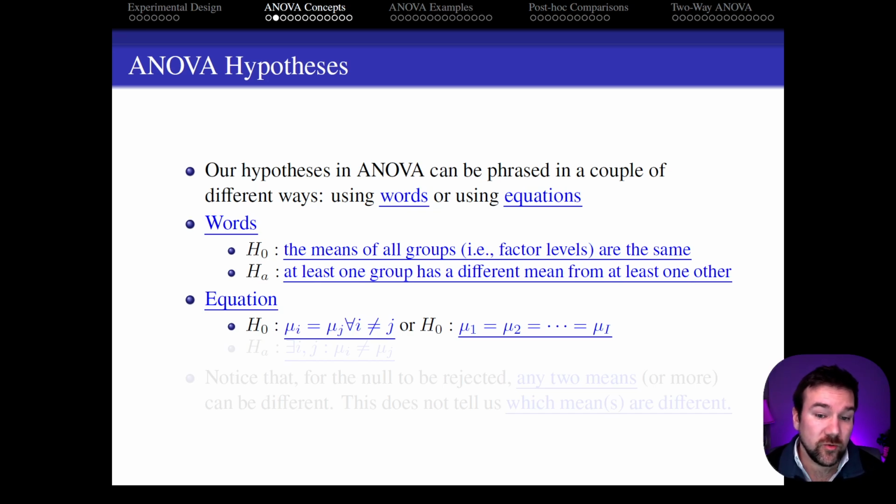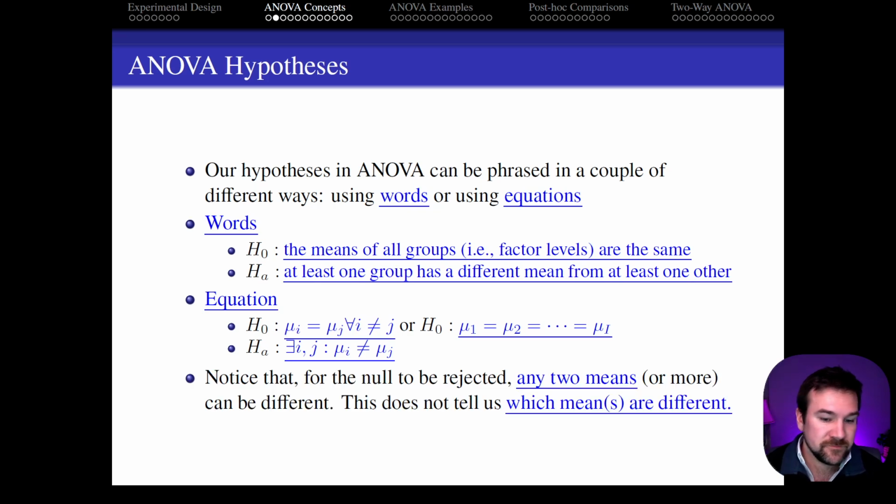At least one group is different, and then for the null hypothesis, again, it just writes out mean of group 1 equals mean of group 2 equals mean of group 3 equals mean of group 4, etc. The alternate hypothesis in equation form says: backwards E, that stands for there exists a pair of i and j, colon, that stands for such that, the mean of group i is not equal to the mean of group j. That is, there's at least one pair of groups that have different means.